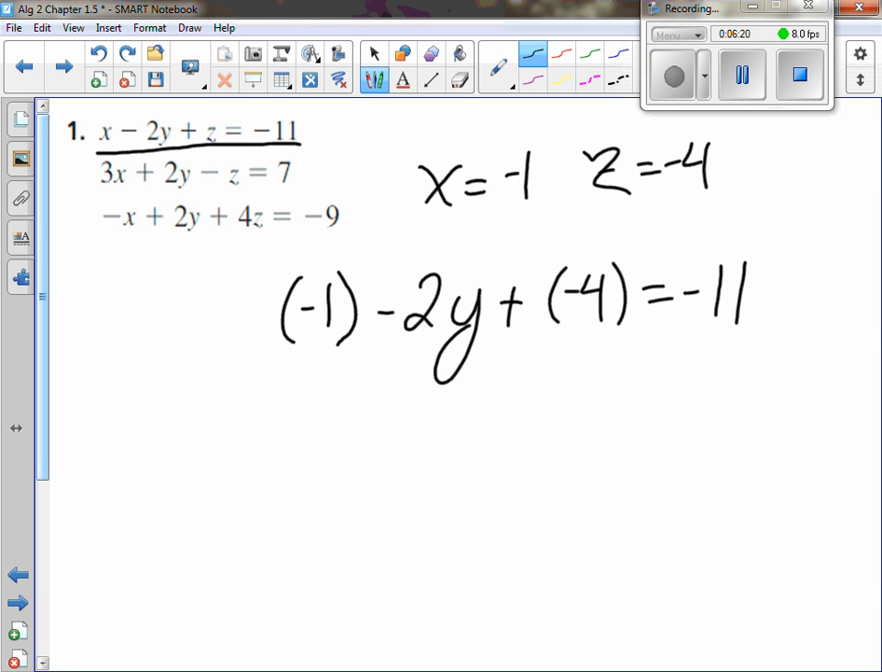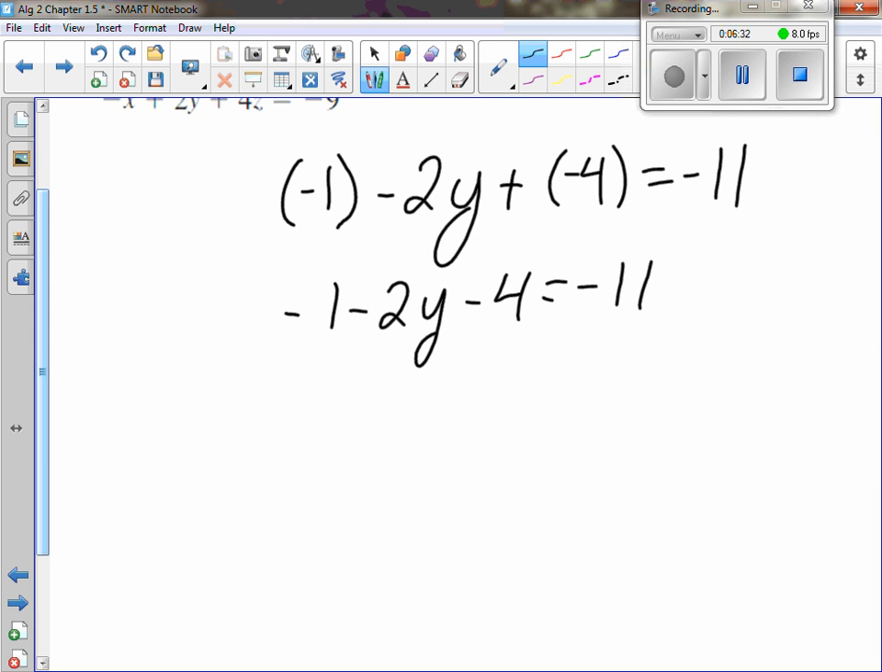Now we just need to solve for y. We need to simplify it. So it's really just negative 1 minus 2y minus 4 equals negative 11. Well, what is negative 1 minus 4 when we combine those like terms? That would be negative 5, yes?